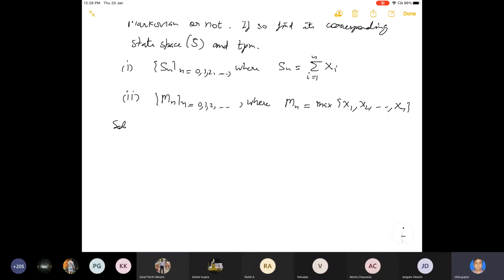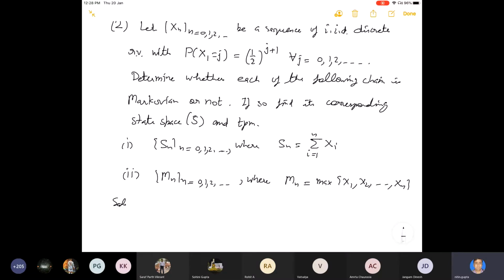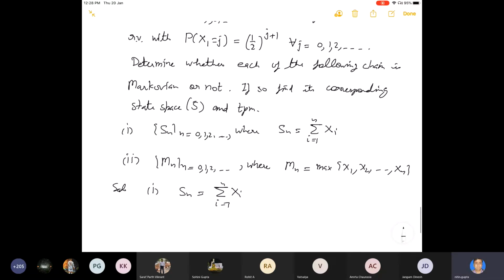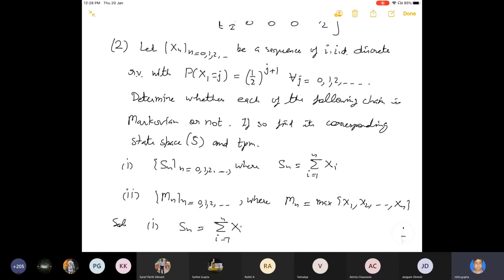So the solution is, because they are IID, independently identically distributed random variables, x1 and x2 have the same CDFs and probabilities. Okay, x1, x2 and so on. So they are IID and independent also. Now Sn is summation xi, i is from 1 to n, and the values taken by xi are 0, 1, 2, 3 and so on.